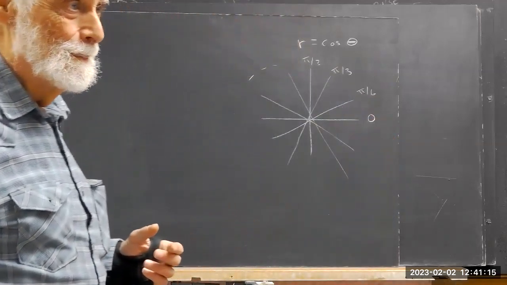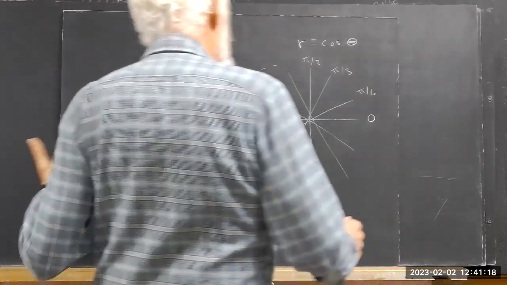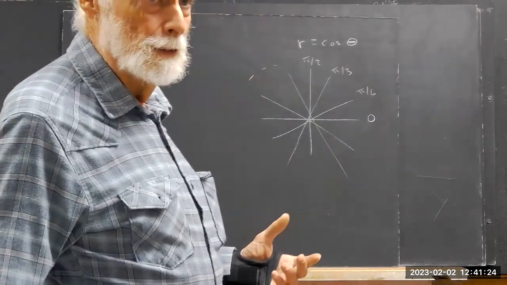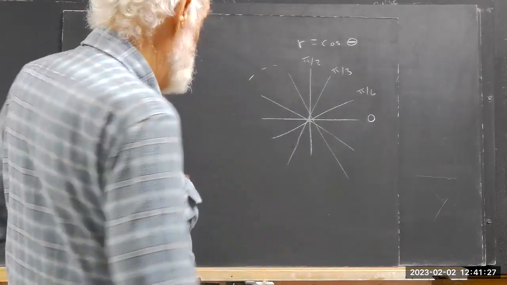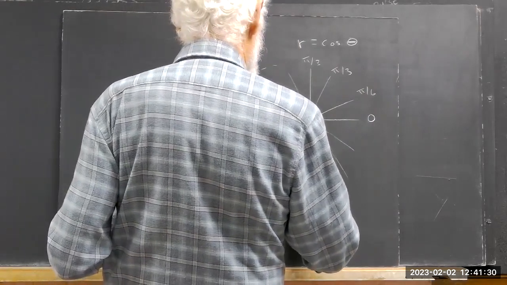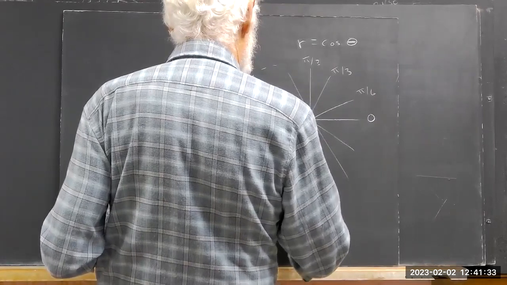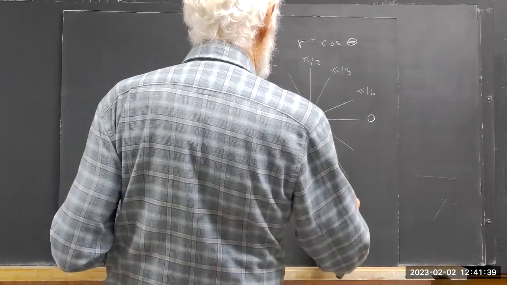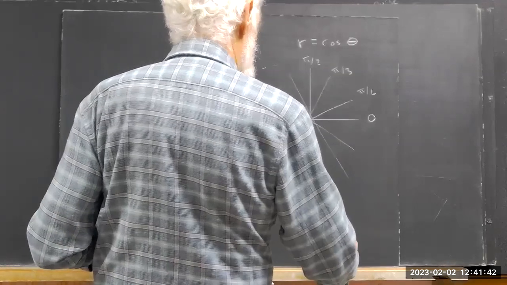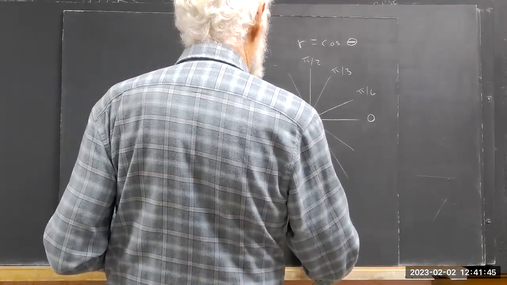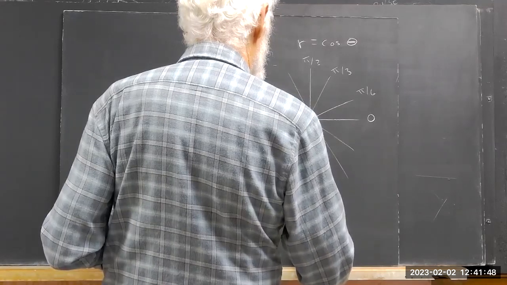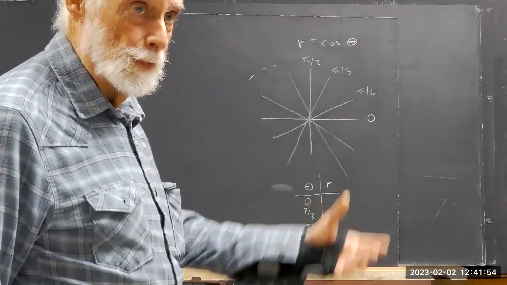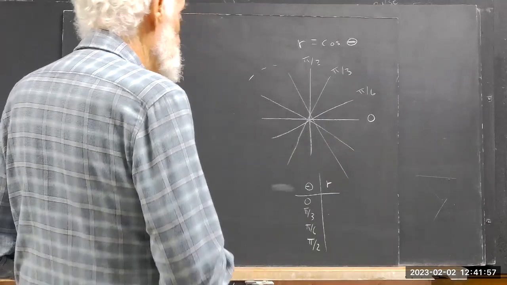Okay, so we can make a table. And for a lot of these functions, you kind of do want to make a table. R versus theta. The theta is an independent variable. Now just go from 0 to pi over 2, because once we see what happens there, it's pretty clear what happens everywhere else.